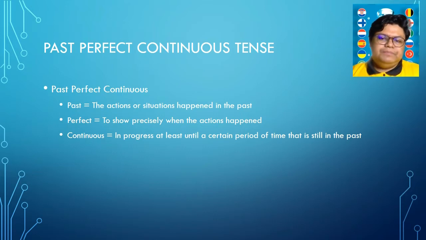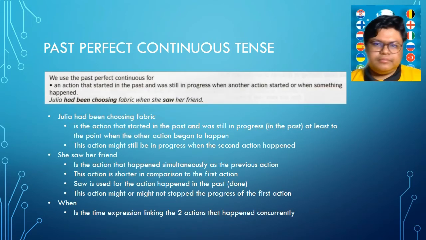Okay, maksudnya kat sini in progress tu bukan sampai sekarang. In progress tu maksudnya benda tu in progress until a certain time, okay, dalam satu jangka masa, dan jangka masa tu is still in the past. Okay, bukan sekarang. That's why the tense is still in past, bukan present. Okay, so saya harap awak faham lah tu. Okay, so let's move on.